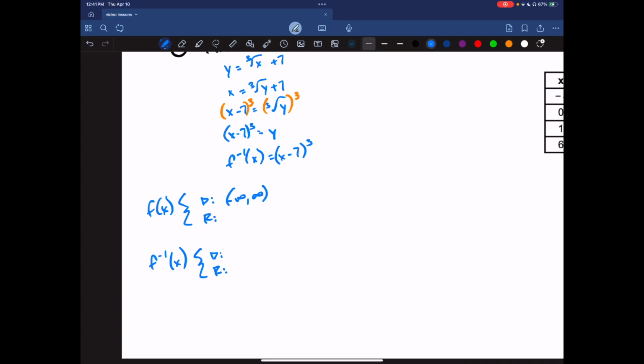Now, this is a poor example because the domain and range don't have any issues. But the idea here is that the domain of the original is the range of the inverse, and vice versa. The range of the original is the domain of the inverse. So these are going to be the same.